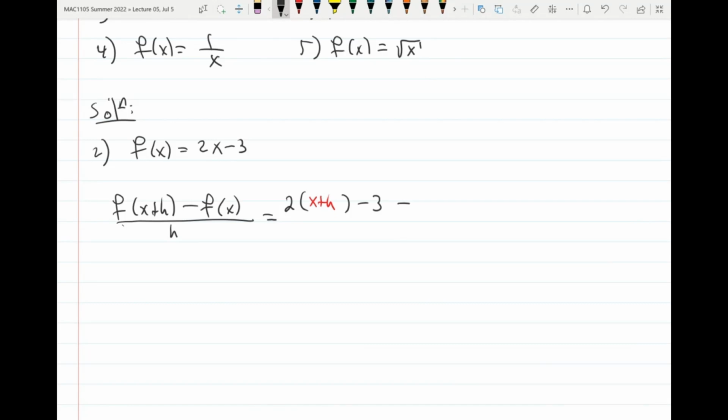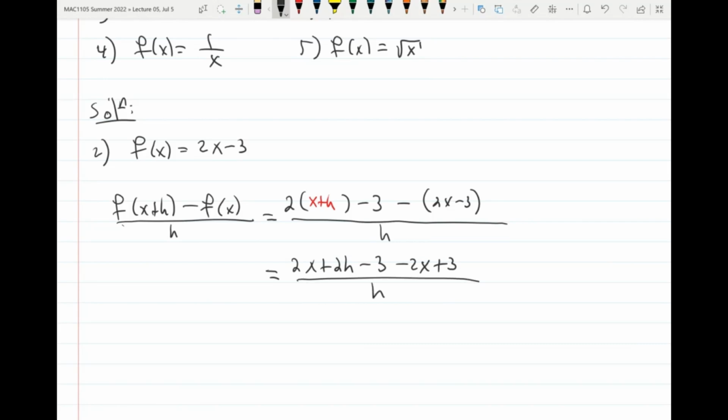Then minus f of x, that's the entire function. Now be careful, because f is a binomial, that minus is going to affect the term, so you have to put it in parentheses. All over h. And now simplify. So we have 2x plus 2h minus 3 minus 2x plus 3 over h. The 3's cancel, the 2x's cancel. So we end up with 2h over h.